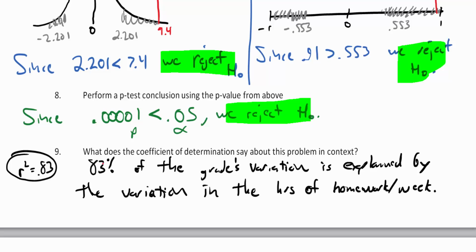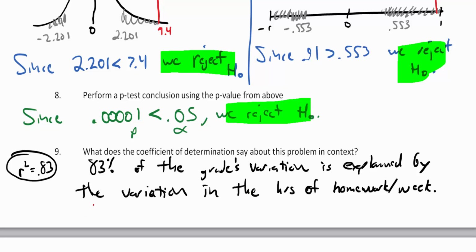with the percentage of the y's variation is explained by the variation in the x variable, okay? Because the x affects the y variable. It's the difference between the independent, which is the x, and the dependent, which is the y. And it follows this format pretty straightforwardly, okay? 83% of the grade's variation is explained by the variation of how much homework you do per week. You know, it's an input-output situation where the input is your homework and the output is your grade.